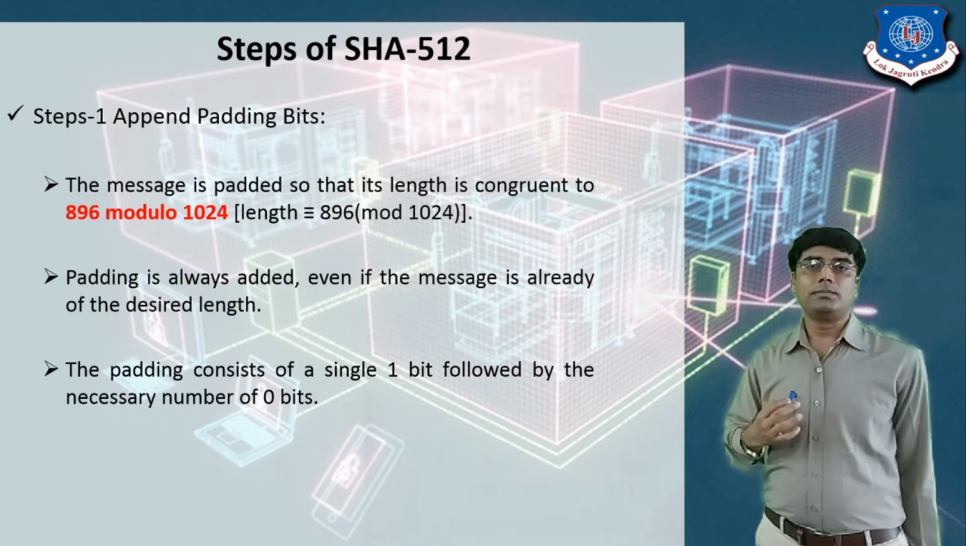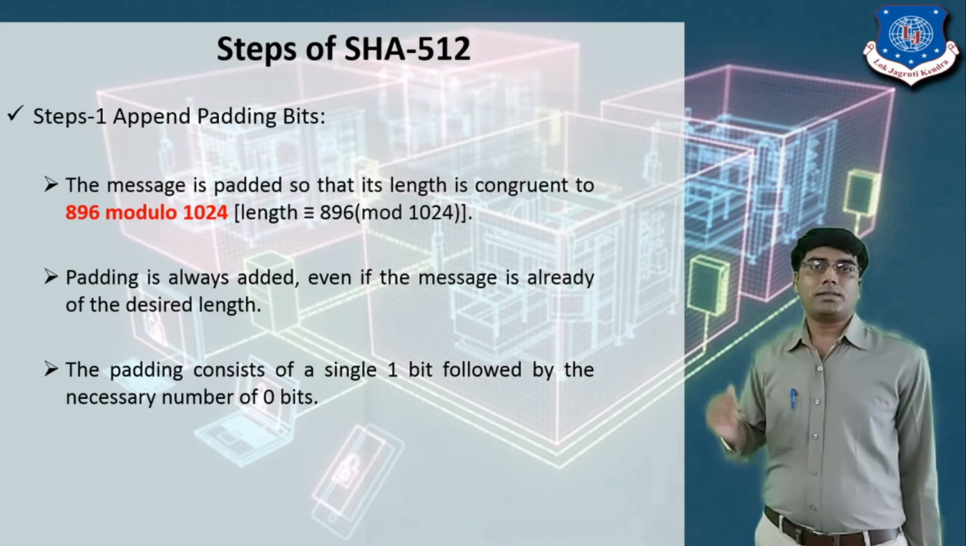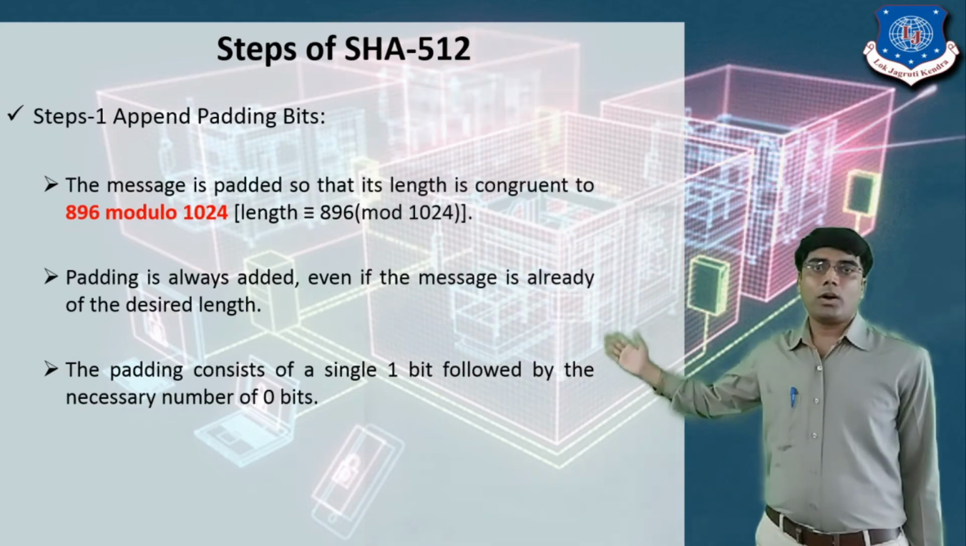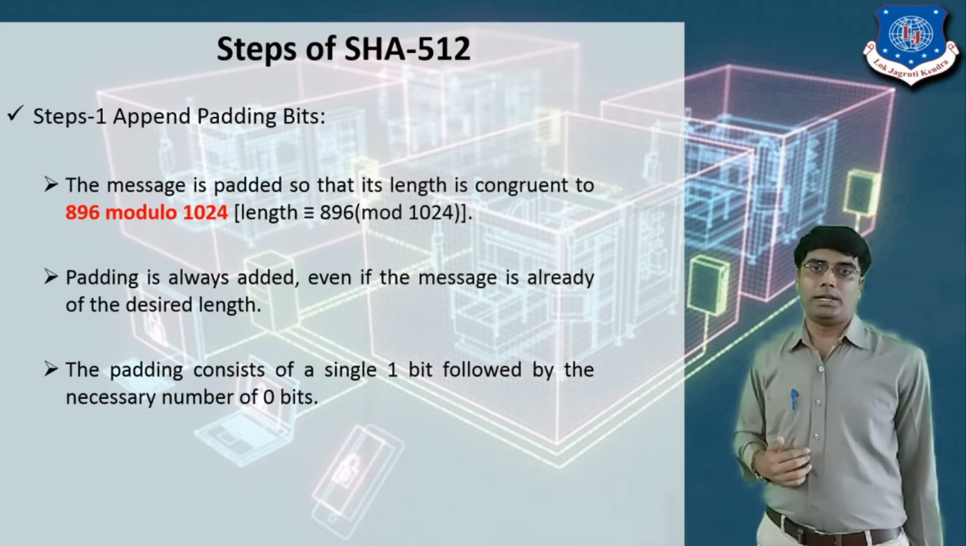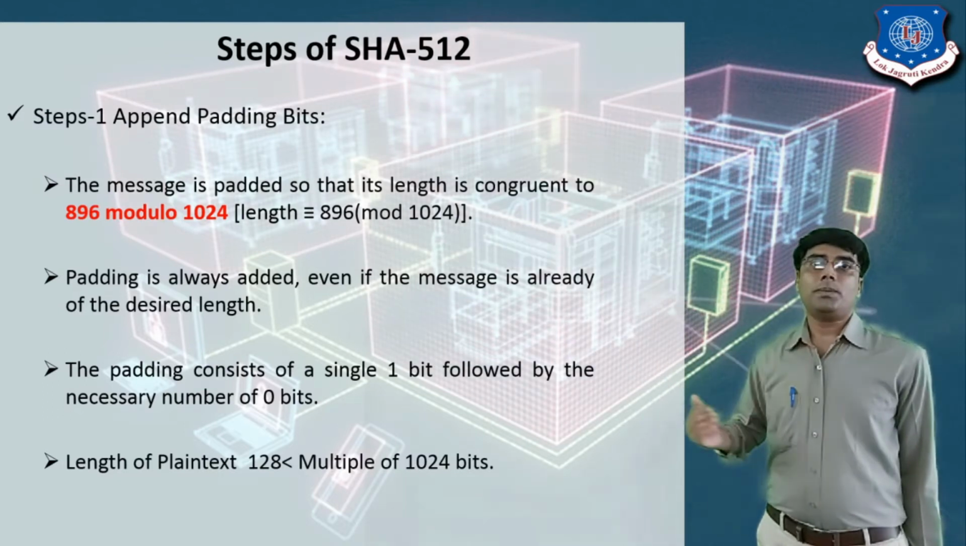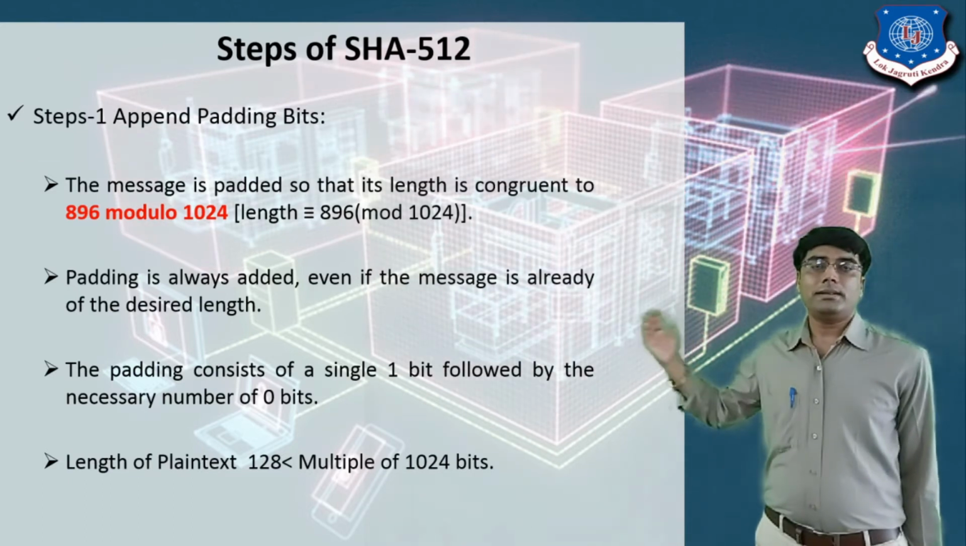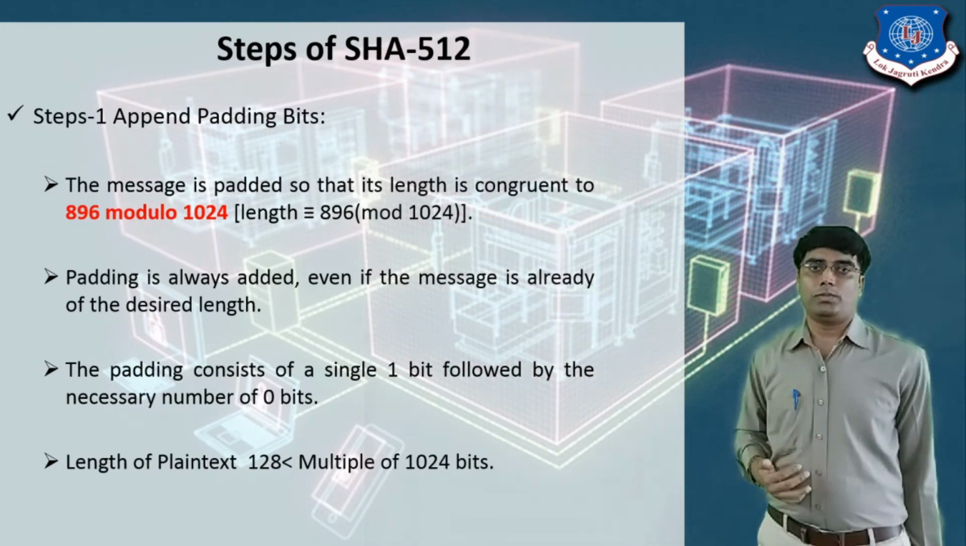What is the size, meaning how to add the padding bits? The padding consists of a single 1 bit followed by the necessary number of 0 bits, and we can consider the length of the plain text to be 128 less than a multiple of 1024 bits.